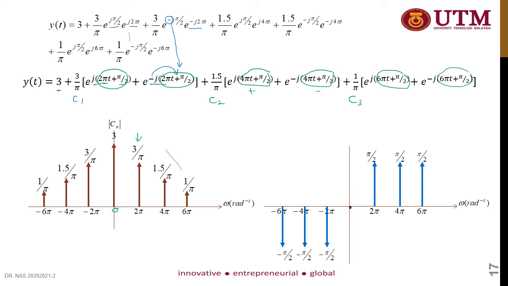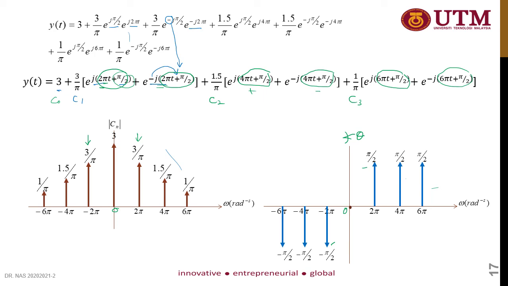At positive frequency and at negative frequency, the magnitude is the same. The same goes for the second one and the third one. Then plot the phase spectrum. At C0, there is no phase, so it's 0. At positive 2 pi, the phase is positive pi over 2. At negative 2 pi, the phase is negative pi over 2. The same goes for the second and the third one.